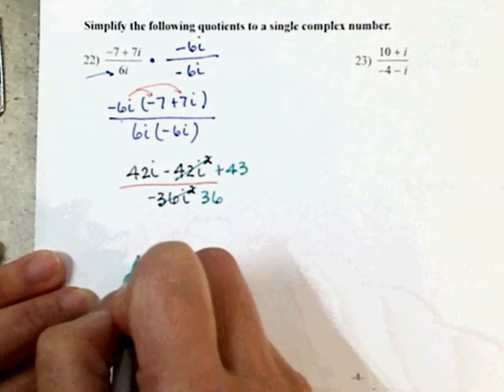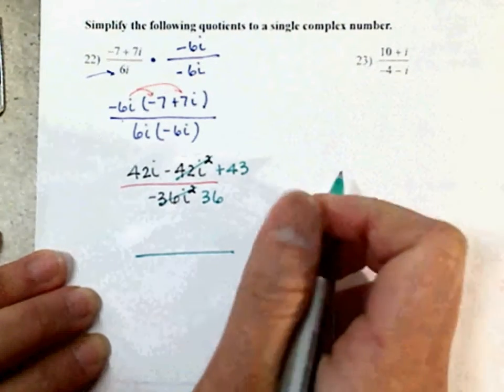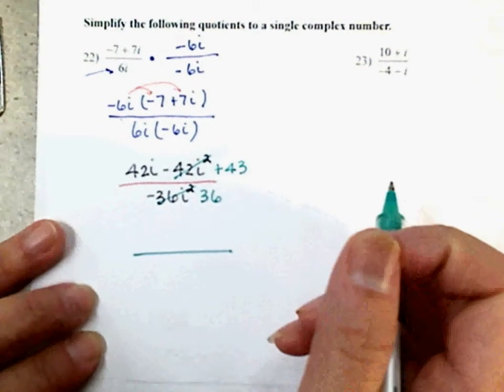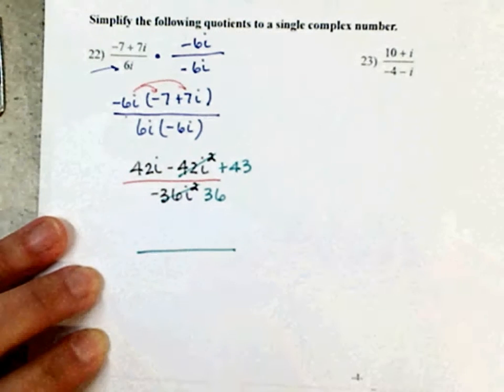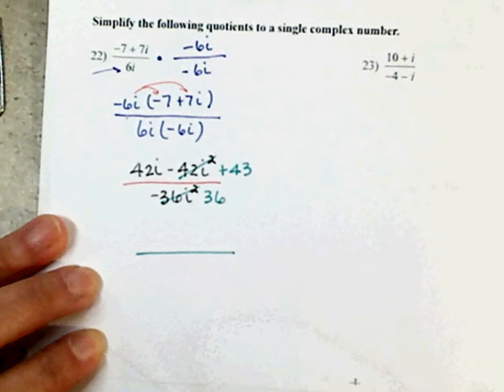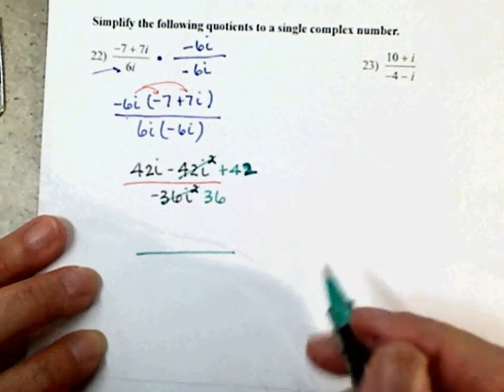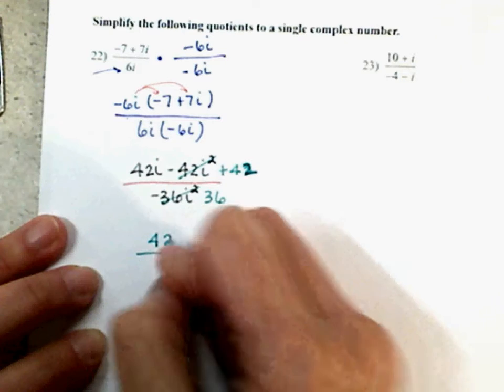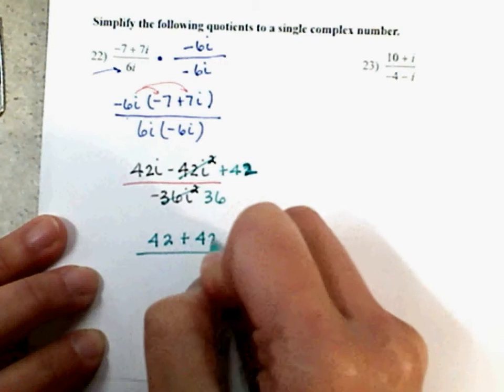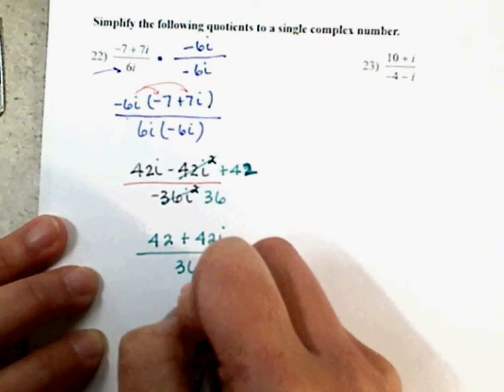Okay? Now I'm going to write my number first. Is it 42? Yes. Oh, thank you. 42? My fault. 42. All right. So now you have 42, thank you, plus 42i over 36. Okay.